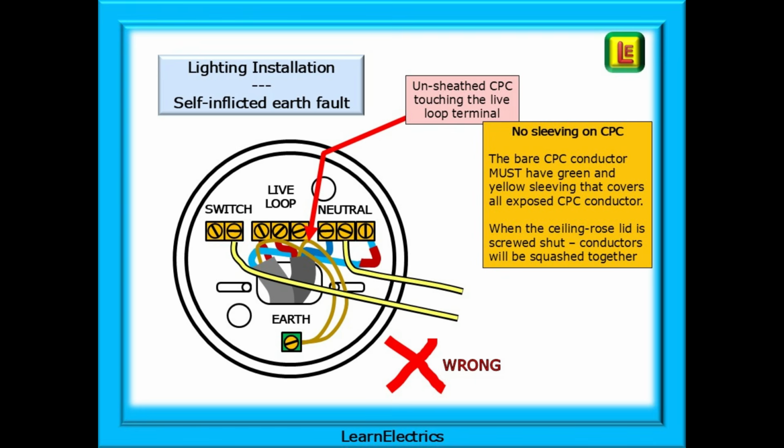When the ceiling rose's lid is screwed shut, the conductors will be squashed together and may make contact with live terminals if these are not the insulated type.